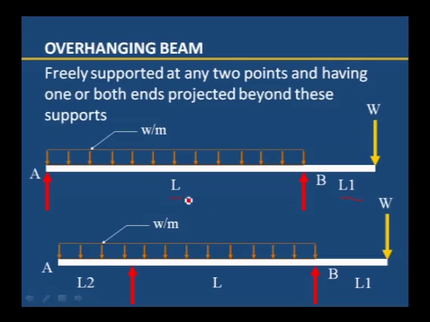L1 is the overhang portion, and you can also observe the second figure where two supports are at a distance of L, and L1 is the extended portion on the right side and L2 is the extended portion on the left side. If a beam is extended on both sides, it is known as a double overhanging beam. If it is extended on one side only, it is known as a single overhanging beam. In this session we will see how to draw the shear force and bending moment diagram for overhanging beams.